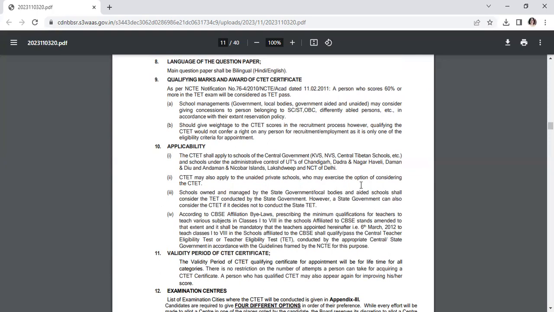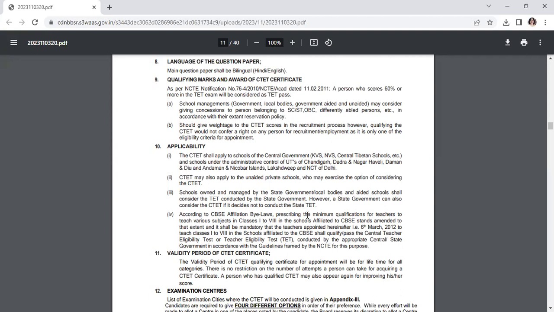who may exercise the option of considering the CTET. Schools owned and managed by the state government, local bodies, and aided schools shall consider the TET conducted by the state government. However, a state government can also consider the CTET if it decides not to conduct the state TET.